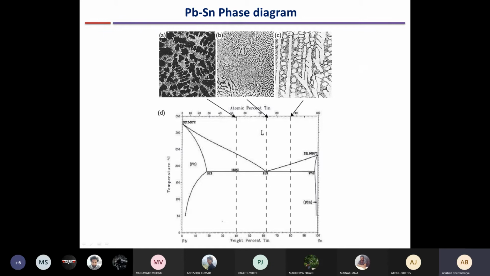This is an irregular eutectic. There can be a regular eutectic also, where the layers are nicely aligned in a particular direction. And this is for a concentration which is higher than the eutectic concentration. It is known as hyper-eutectic concentration. Here the beta phase will form first, which is the tin-based phase. So these white colored regions are the beta phase, and then finally some eutectic has formed in between. Okay.